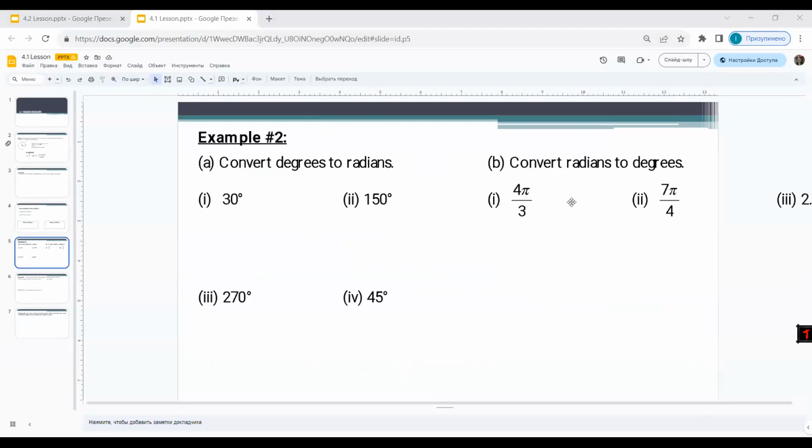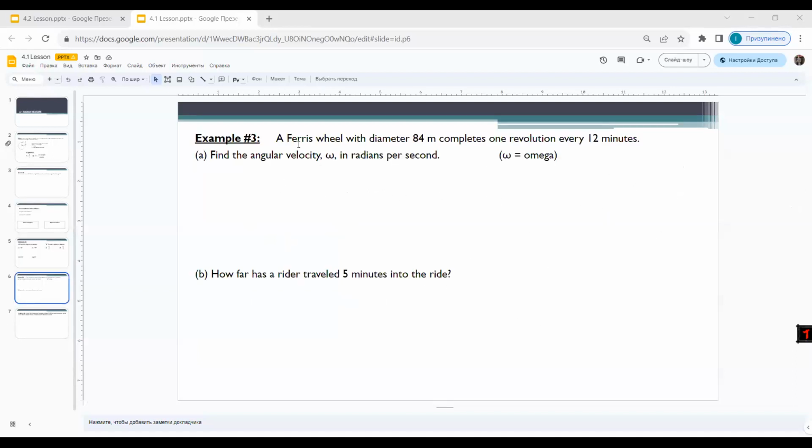So, also we did a little practice by converting degrees to radians and vice versa. And we solved a pretty interesting example with a Ferris wheel, where we calculated the angular velocity using conversion and the formula for angular velocity as the change of an angle with respect to the change in time.